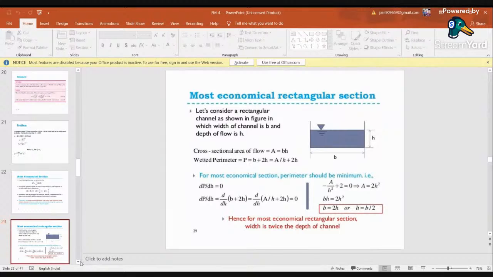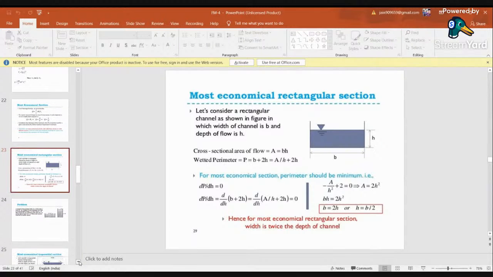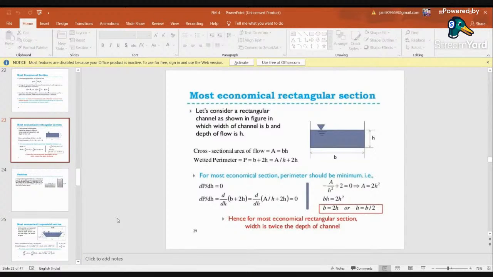Okay, if it is given that you have to consider the most economic channel section, then you should directly use width b equals 2h or h equals b by 2. In that case you don't need to consider width or h as a given value. It is supposed to be the most economic channel section, the most efficient section. This word has been given, and you can directly take b equals 2h and h equals b by 2.